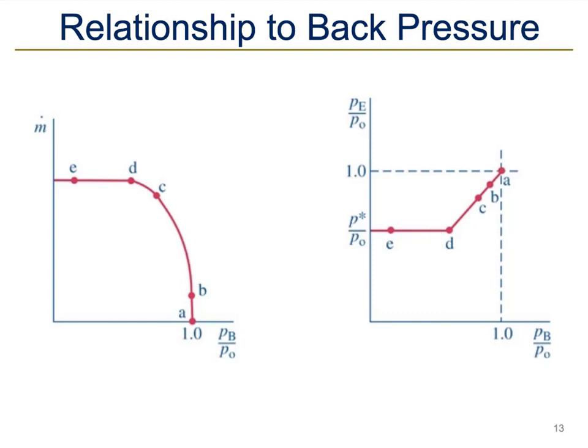So just like with the mass flow rate over here, it's constant from D to any lower pressures for the back pressure. Same case here, we have it at case D. If we drop the back pressure even more, the exit pressure stays constant at the critical pressure P star.